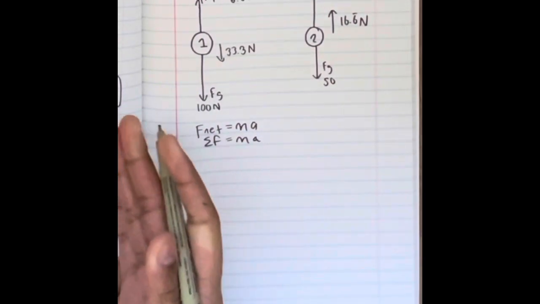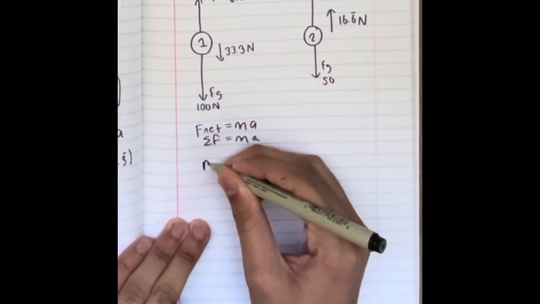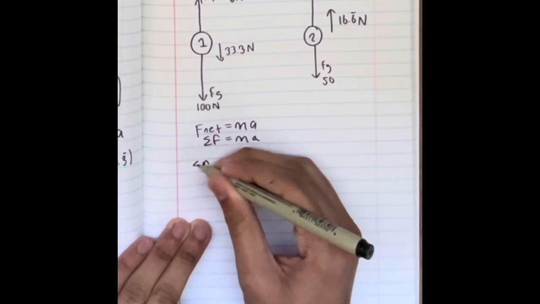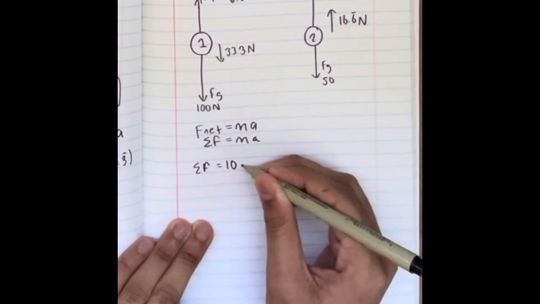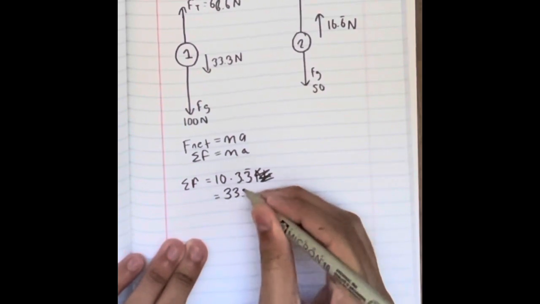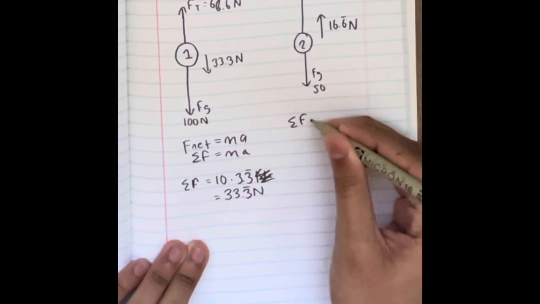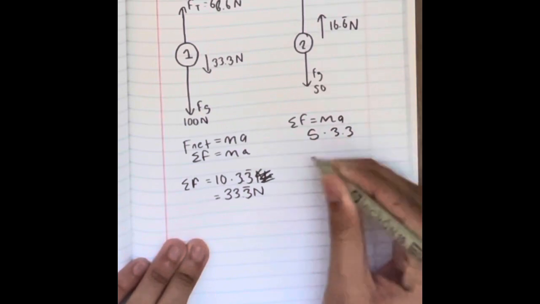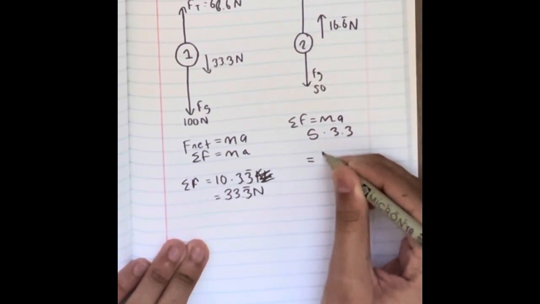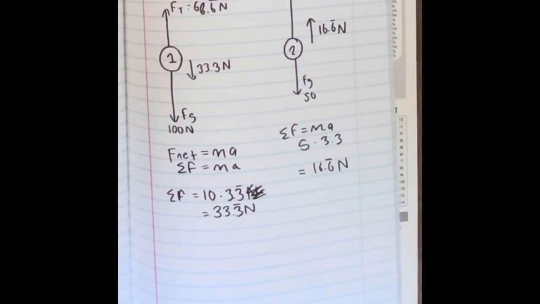Interestingly, what we also could have done was just use F net equals ma, because now that we know the acceleration, we could have just multiplied it by the mass to figure it out. So for the net force of object 1, it's just 10 kilograms times 3.3, which would get us to 33.3 newtons, which we can see here. And for this one, 5 times 3.3 would have gotten us to 16.6. Alright, that's pretty much it.